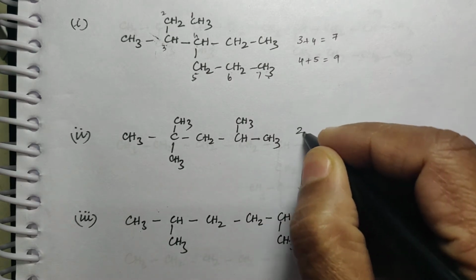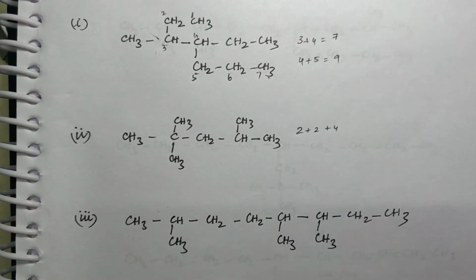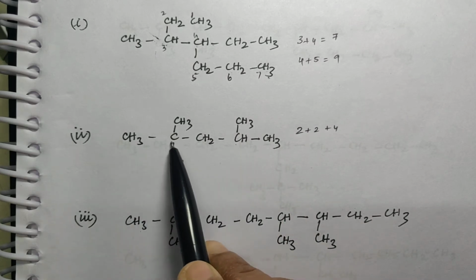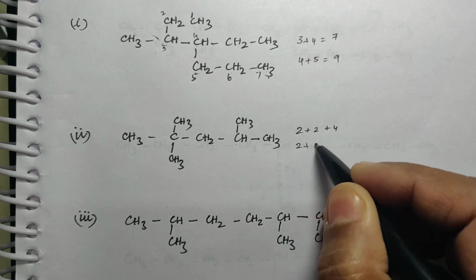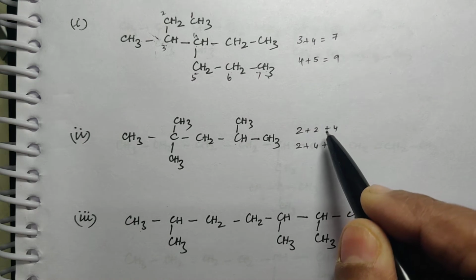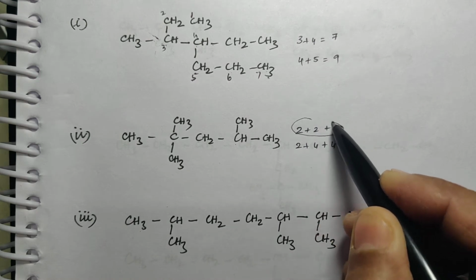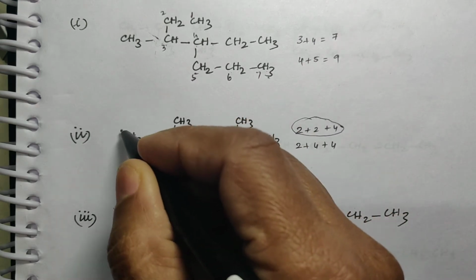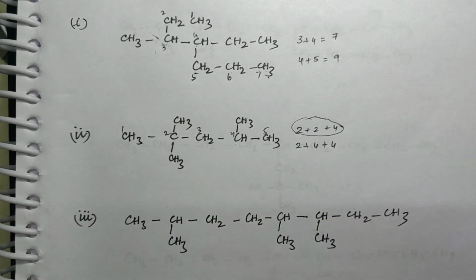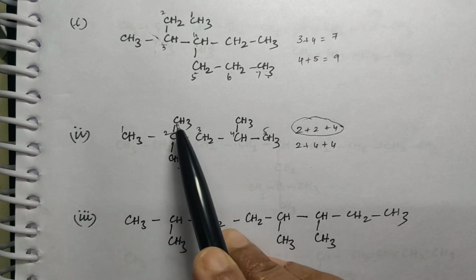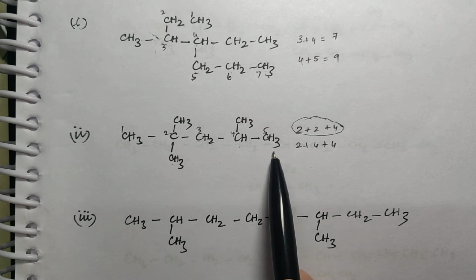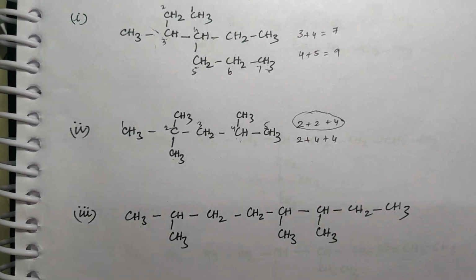So it is 2 plus 2 plus 4. Now if I number it from this end, then it is 2, 3, 4. So it will be 2 plus 4 plus 4. Which is the right one? It is this one which is right. This is the correct way of numbering. So it will be 1, 2, 3, 4, 5. So it is 2, 2, 4 trimethyl pentane. That's how you will name. Now come to the next one.